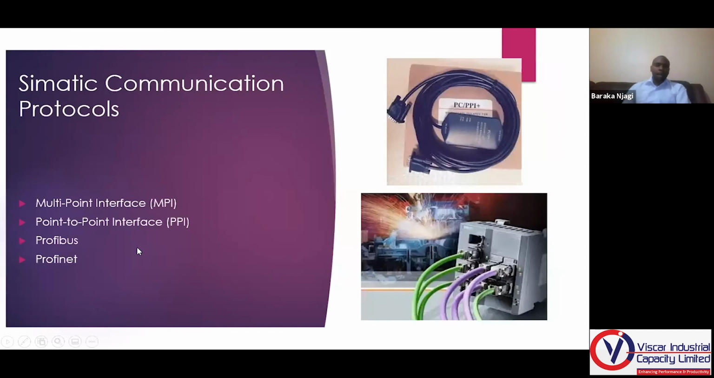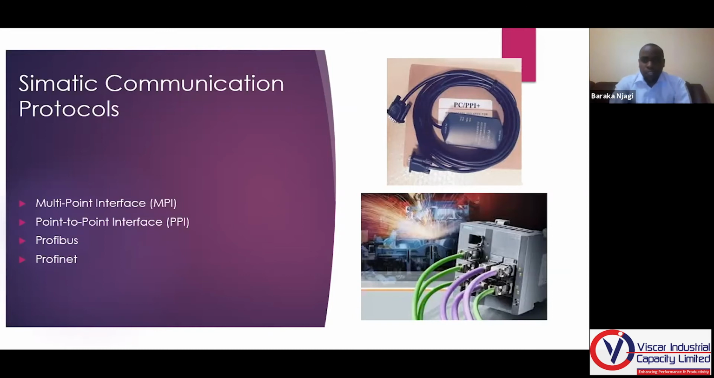So we can now look at the communication protocols. And I'm sure you've seen all these kinds of cables somewhere. If you have not, they are right there. So Siemens use these kinds of cables to communicate. The first one being an MPI cable. For those that don't know the meaning, it's a multi-point interface cable. There is also a PPI cable, there is a Profibus cable, there is a Profinet cable. So from your picture right there, there is a PPI cable.